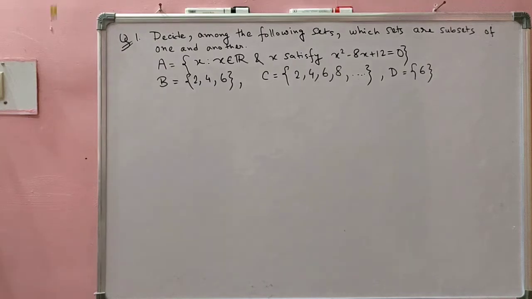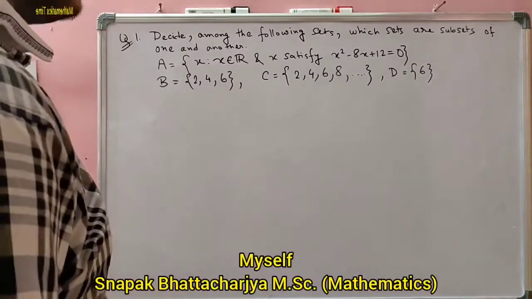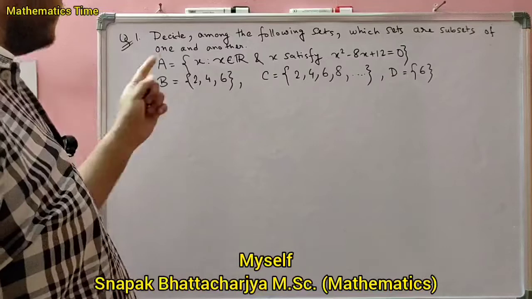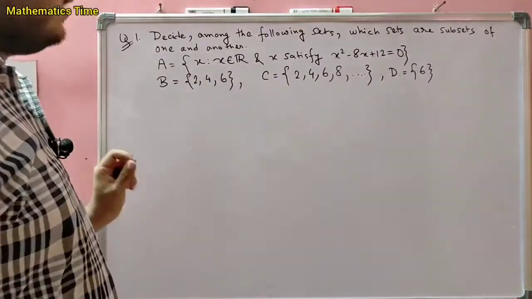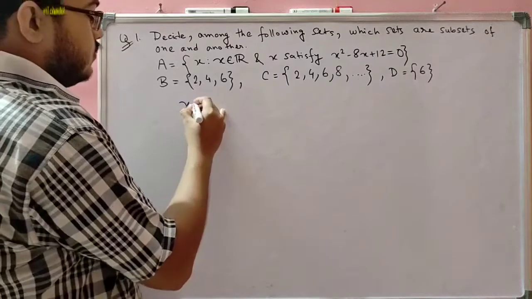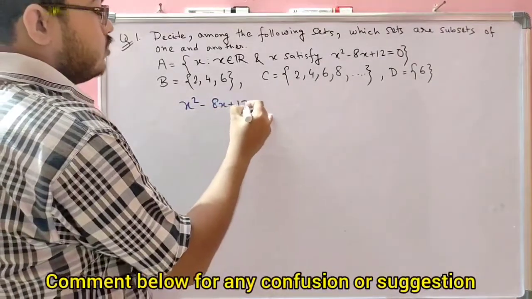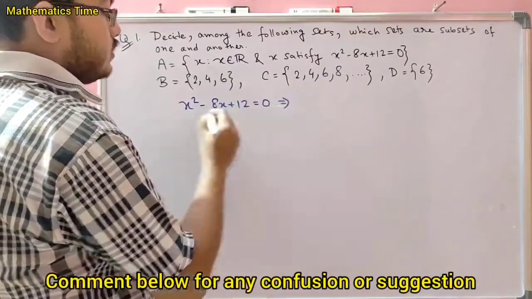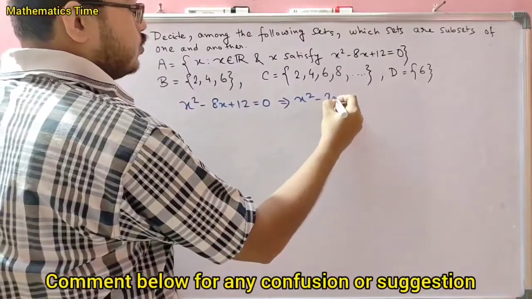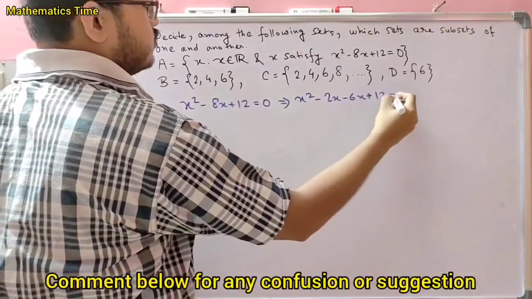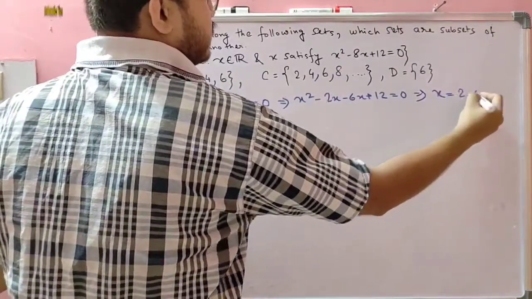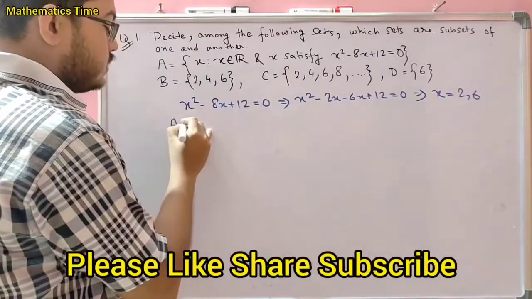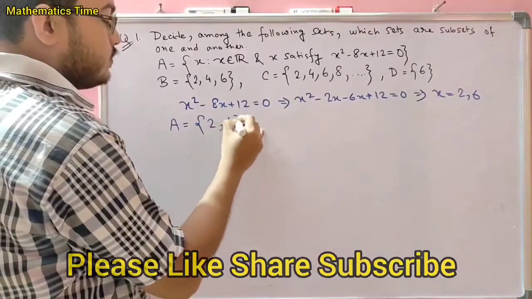So the question given: decide among the following sets which sets are subsets of one another. Here a set A is given, x belongs to R, a real number, where x satisfies x square minus 8x plus 12 equal to 0. If we solve that, this will be x square minus 2x minus 6x plus 12 equal to 0, which will result in 2 and 6. So we get the set A is {2, 6}.